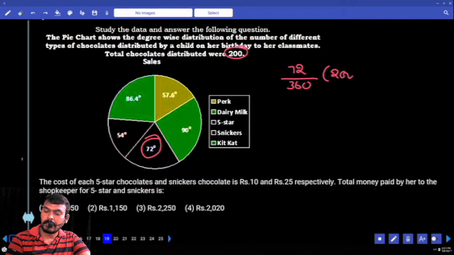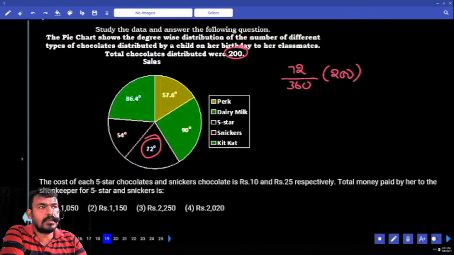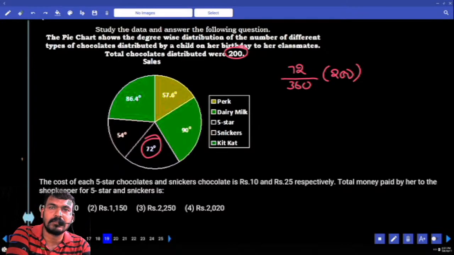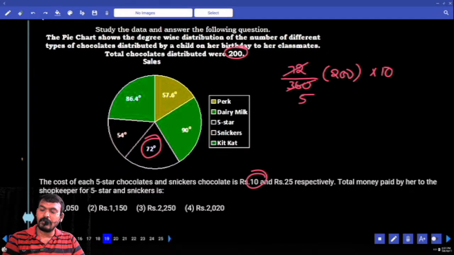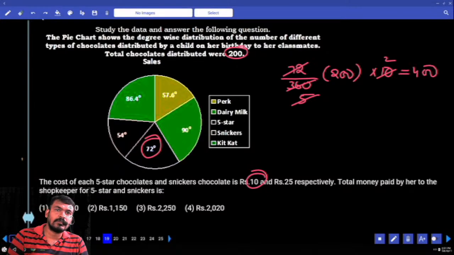360 degrees equal to how many chocolates? 200 chocolates. In that 5-star is how many degrees? 72 degrees. We get the number of 5-star chocolates. Every 5-star chocolate is how many rupees? 10 rupees. 72 is 5 times, 200 into 2, 400. That is the total cost of 5-star chocolates.